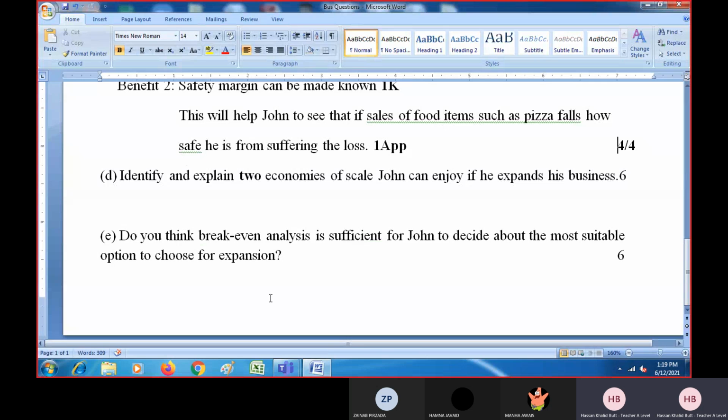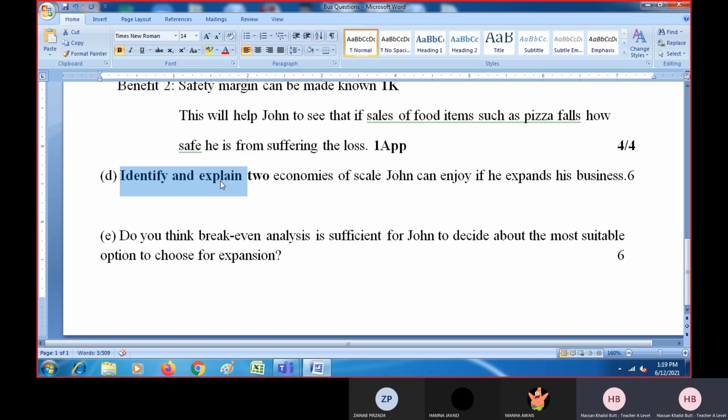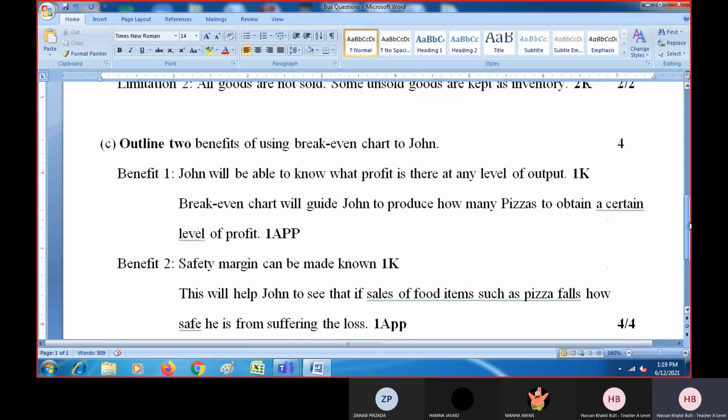Okay, so identify and explain 2 economies of scale John can enjoy if he expands his business. Now there are 6 marks. Okay, and now you can see there are actually 2 command words: identify and explain, and the marks are 6. Now I need to understand how marks are distributed here. That is very important. Okay, so I'll tell you here there are actually two.